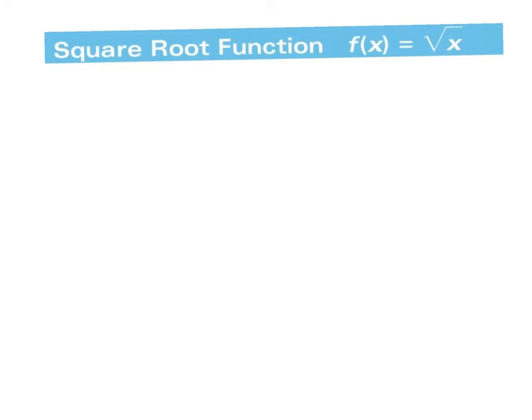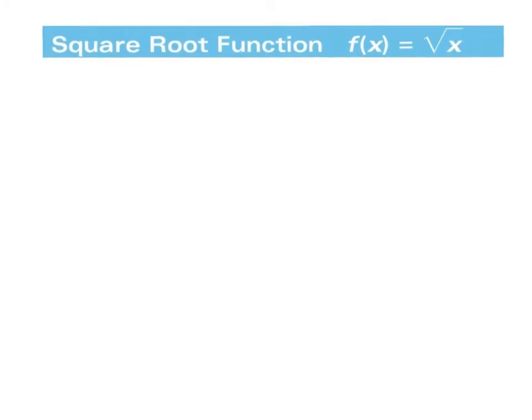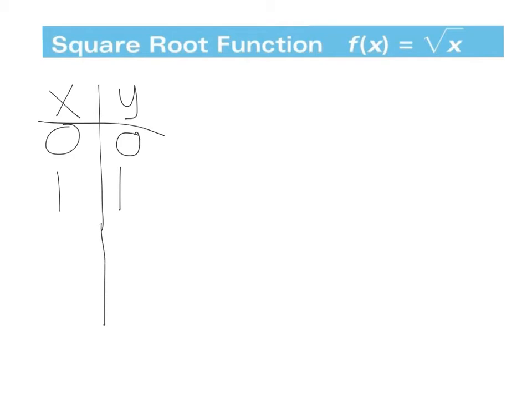The next thing we're going to talk about is what we call the square root function. Okay. So f of x is equal to just the square root of x, and the way we get our table of values is if we plug in, say, 0, you get 0. Plug in 1, the square root of 1 is 1. Plug in 4, square root of 4 is 2. Plug in 9, the square root of 9 is 3.